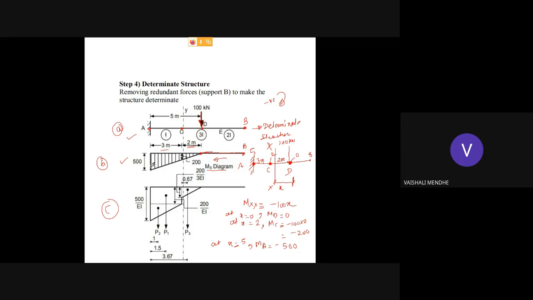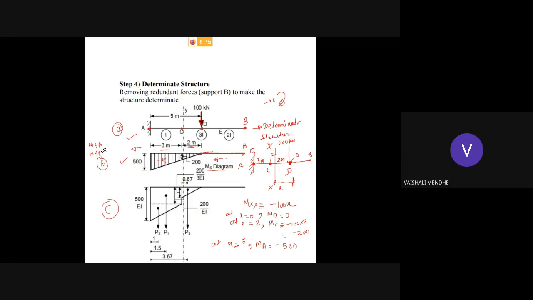A पे moment 500, C पे moment 200, D पे moment 0. Both the moments are minus. So this is you will get the negative bending moment diagram. Okay, just below this line. Okay, so now after plotting this MS diagram, here in the step you note MSA value and MSB value.